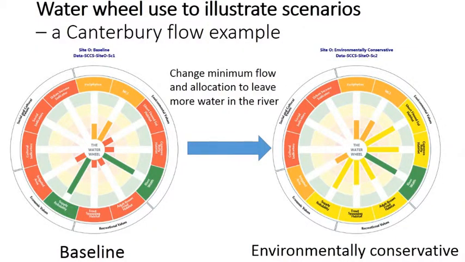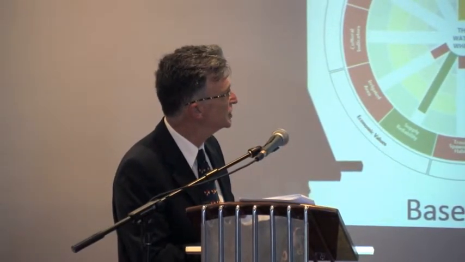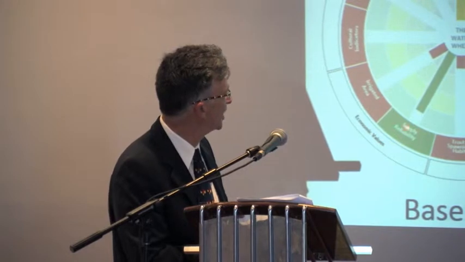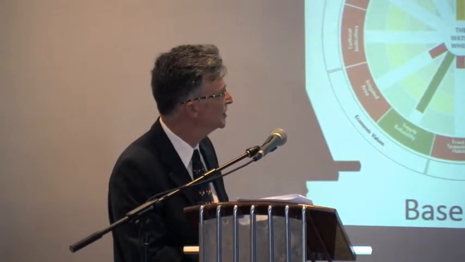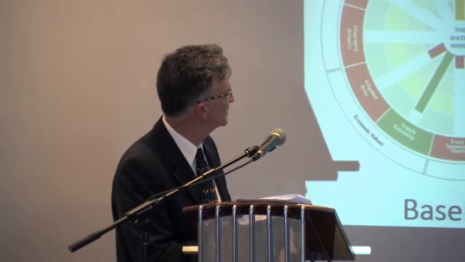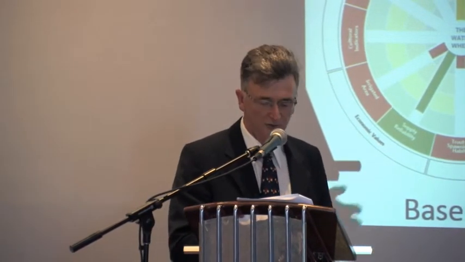We can also use these to summarise scenario results, which is shown on this graph here, where what John has done, for some South Canterbury streams, is look at what happens when we go from a current baseline to changing the minimum flow and allocation to leave more water in a river. So this is an environmentally conservative scenario. What this shows is the modelling output gets fed back into the Wheel of Water, and we can see that the supply reliability goes from being excellent to being good. And some of these things like the fish attributes, short-finned eel and common bully, go from being fair to good. So it summarises all that in one view.